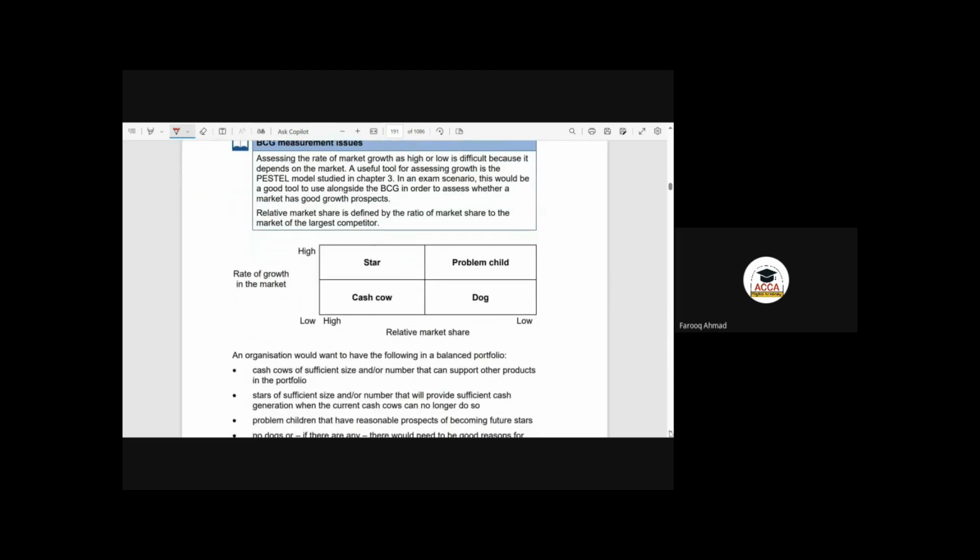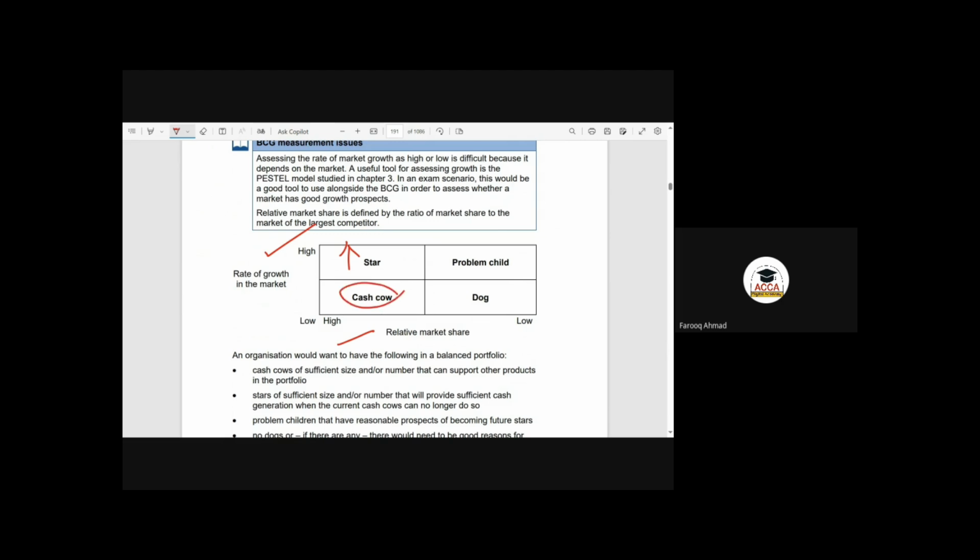The categories are star, cash cow, problem child, and dog. In high relative market share and a high rate of growth, if there is high growth and high market share, it becomes a star. In high growth in the market and low relative market share, it is a problem child.